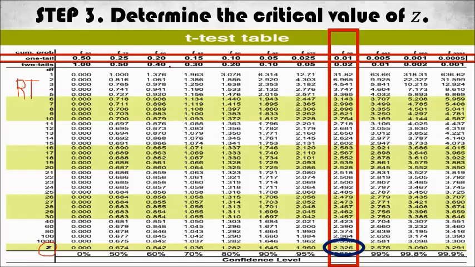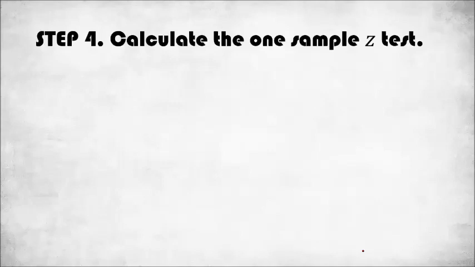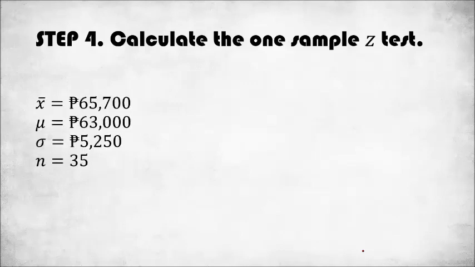Okay, so meron na tayong value for step number 3. That is the critical value of z. Okay, that is 2.326. Step number 4, calculate the one sample z-test using the formula for z-score. And state the given, katulad nung kanina, para hindi na natin babalikan.